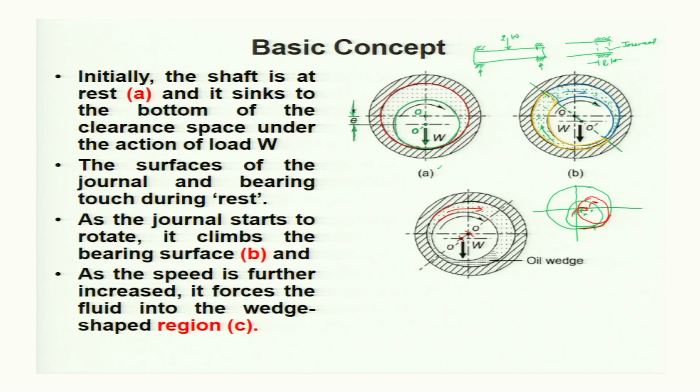This part of the clearance space, where fluid is forced to move from a bigger cross-sectional area to a smaller cross-sectional area, is just analogous to the flow of fluid between the inclined plane, like this. Here the fluid is moving from a bigger cross-sectional area to the smaller cross-sectional area, and we studied this in our lecture 1.